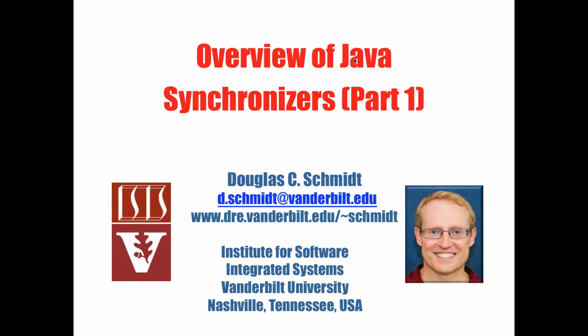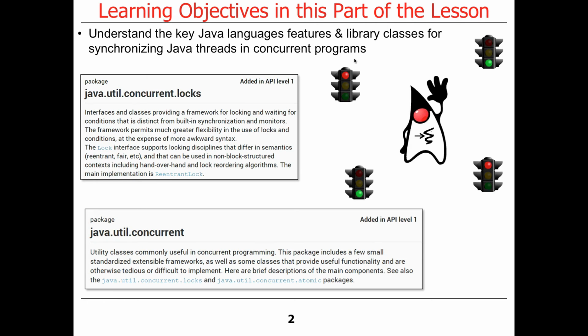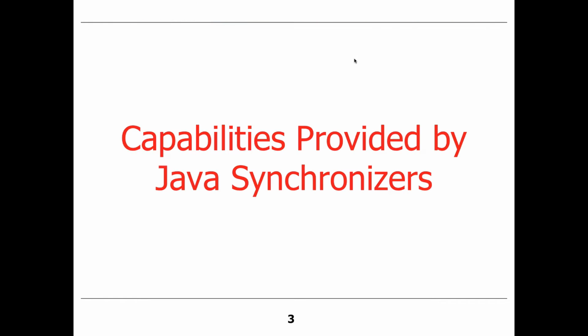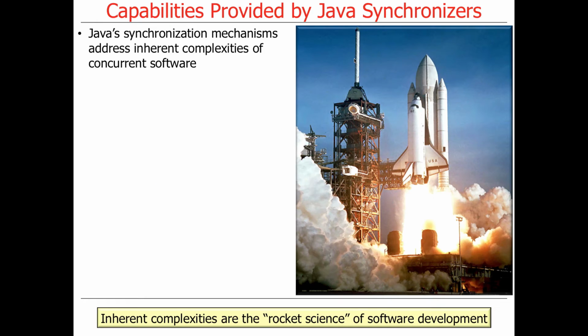Okay, so what we're going to do now is talk about Java synchronizers. We'll talk about some of the language features that are available in Java that do synchronization, and we'll also talk about some of the library classes that are available to help synchronize threads in concurrent programs. We'll start by giving an overview of what synchronizers do.